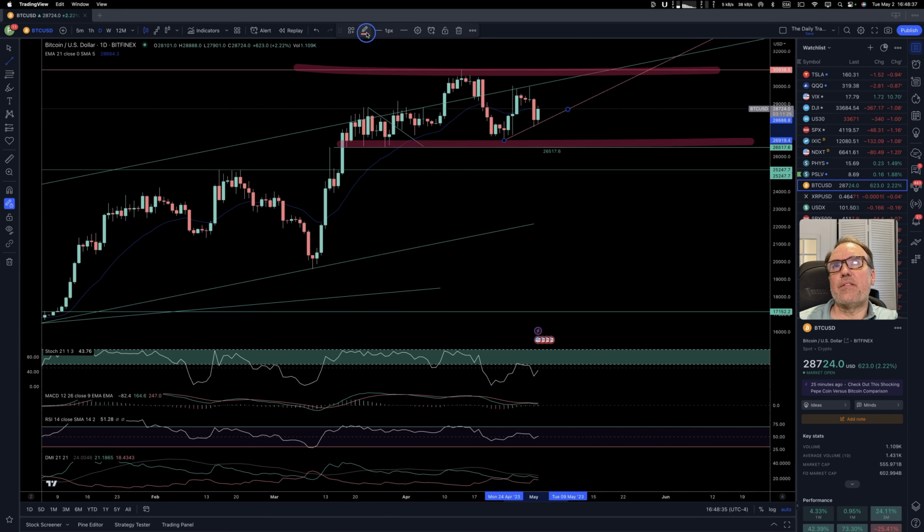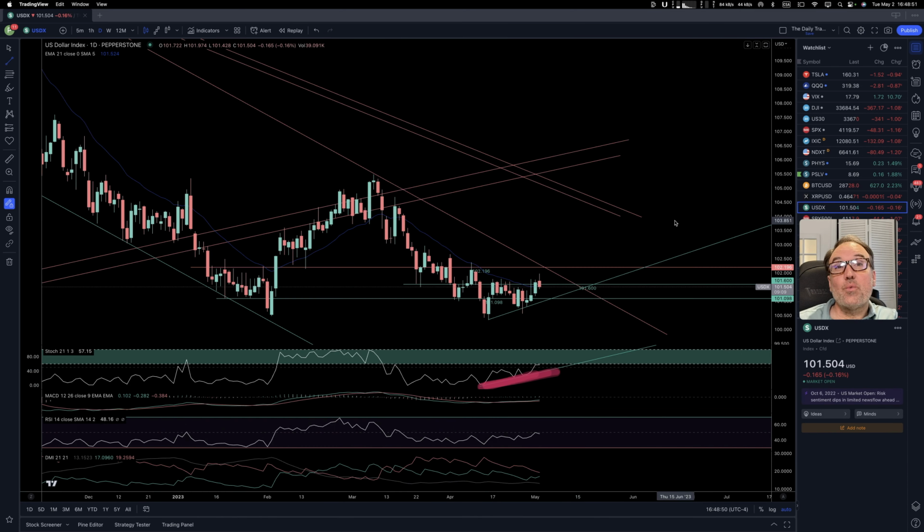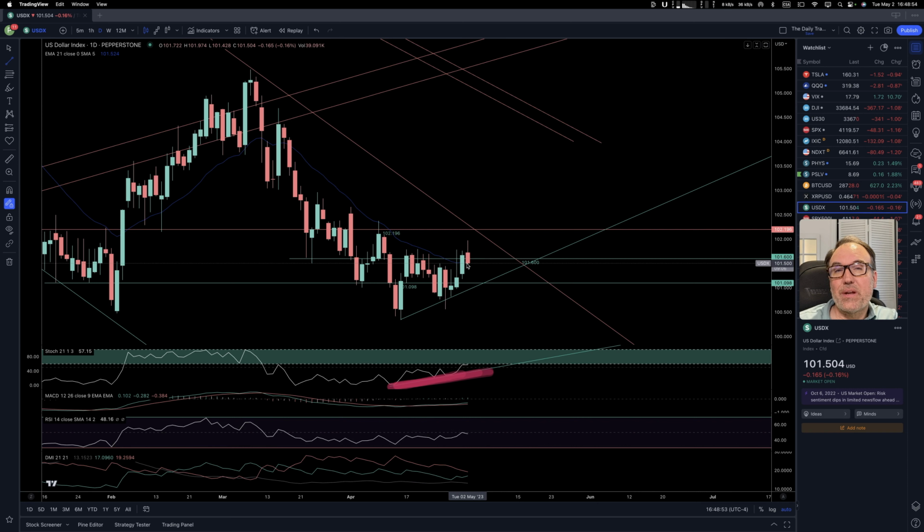Bitcoin is bouncing on this very short-term support right here. Ripple is maintaining itself, also no stochastic. And the US dollar, this is a red candle, but at least we made a higher low, made a higher high, and our stochastic is very close to 60. This is going not too bad so far for the US dollar.